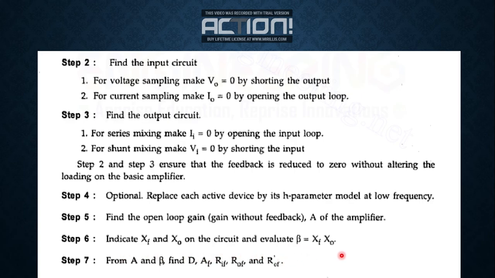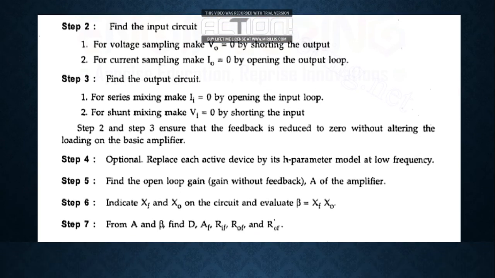Next, step 6 will be we have to find out the beta. Beta is nothing but feedback gain. So step 5 will be finding the gain of the amplifier. Then step 6 will be find out the gain of the feedback. Then step 7 will be we have to find D. D is nothing but a desensitivity factor. Then AF, RIF, ROF and R dash OF. These are the things that we have to find out. This is the method to solve negative feedback amplifier.